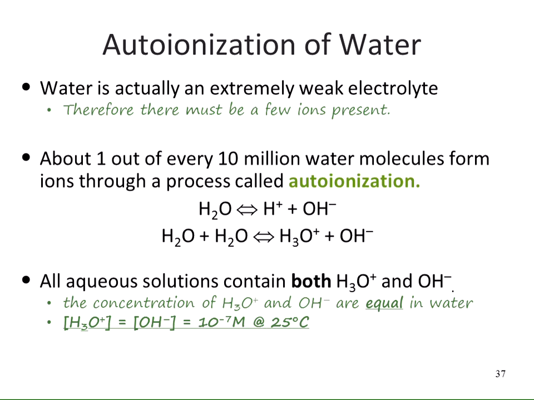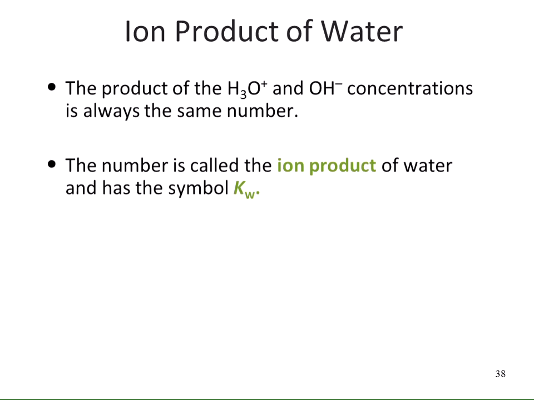All aqueous solutions contain both the hydronium and the hydroxide ions. The concentrations of the hydronium and hydroxide ions are equal in water, and when they're equal to each other, they both have a concentration of 10 to the minus 7th at 25 degrees C. The product of the hydronium ion and hydroxide ion concentrations is always the same number. This number is called the ion product of water and has the symbol Kw.